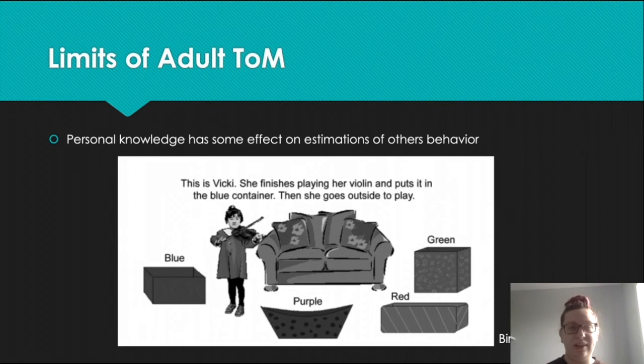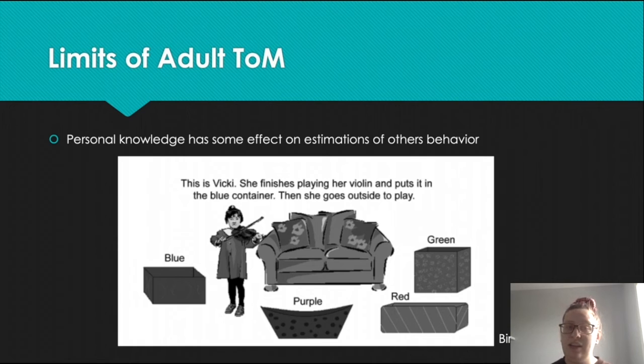Participants were told that this violin was placed in the blue box. A new friend came, moved the violin, and moved around the containers. Participants were then asked to rate the probability where Vicky would go look for her violin.